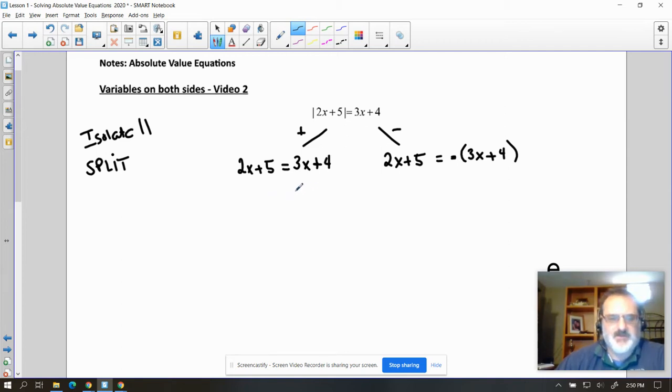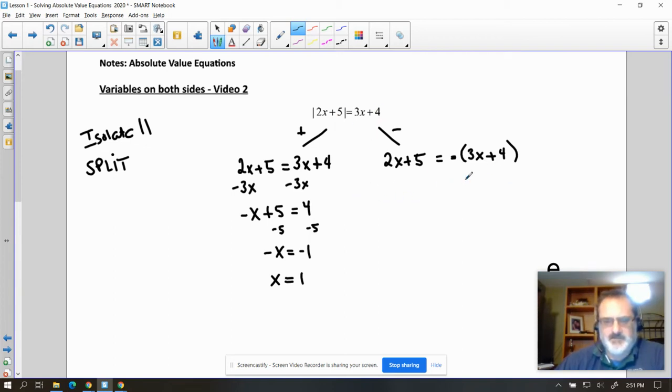The first thing we need to do is subtract 3x from both sides. This will get all our variables on one side, so negative x plus 5 comes down equal to 4. Then I subtract 5 from both sides to get all the numbers on one side, so negative x comes down equal to negative 1. Then I divide by negative 1, and x equals 1. x equals 1 is a possible solution of this.